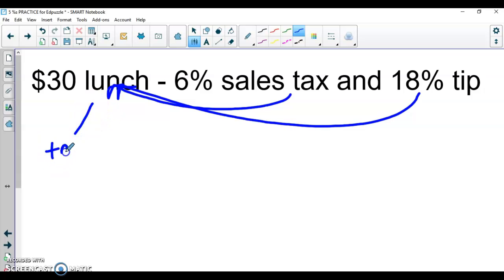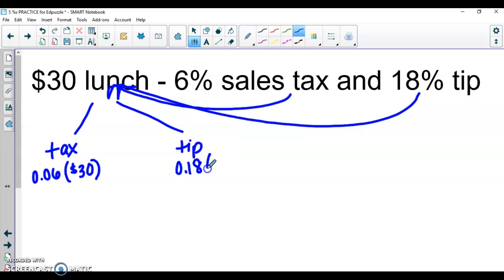So we're going to do tax, and we're going to do tip, and then we bring everything together as a total. For tax, we're going to use method 1 here. So 6% would be 0.06 times $30, and for the tip, we're going to have 0.18 times the $30 lunch as well. We're going to use method 1 just to make this a little bit easier. When we multiply these, we get $1.80 in tax, and when we multiply these, we get a $5.40 tip.